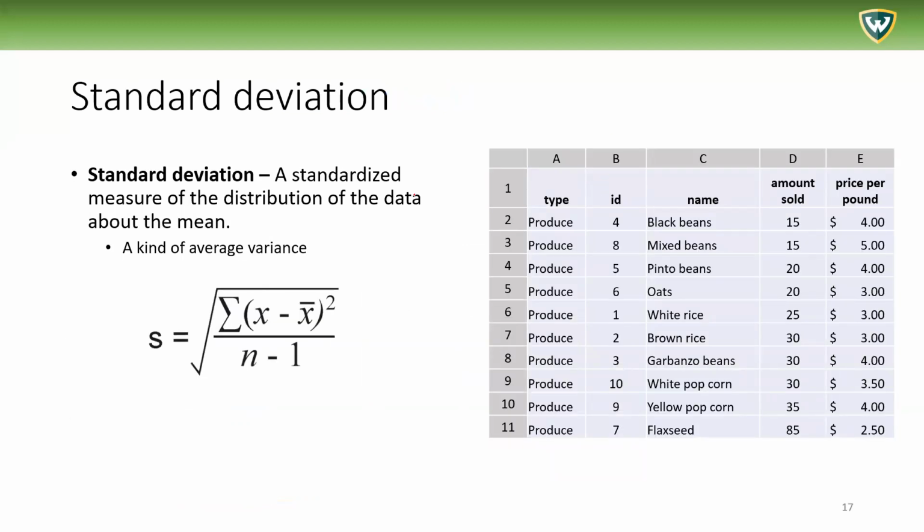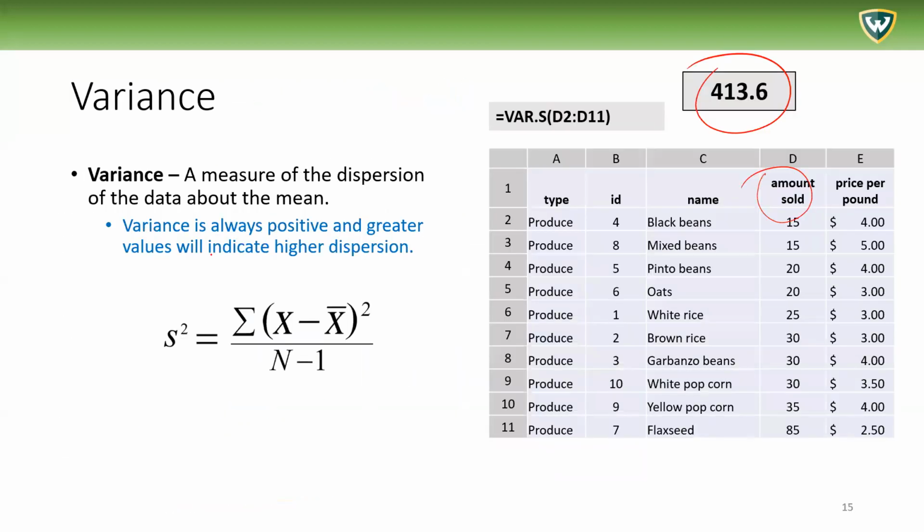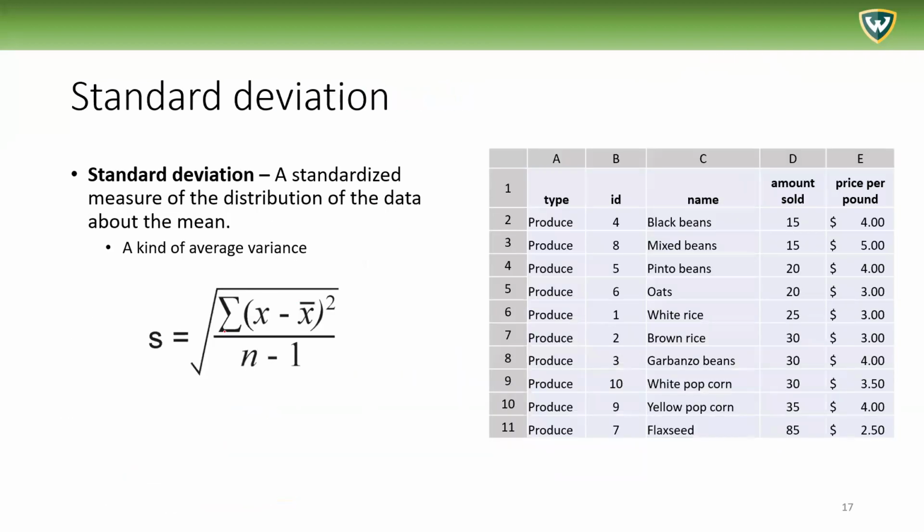So to address that problem, we usually don't use that variance directly. We use the standard deviation, which is just the square root of the variance. And this is why we put the variance as this squared number, because usually we want to take the square root of the values and make what I call a kind of average variance. I don't think this is technically correct, but it helps me think about it. It's the standardized measure of the variance of the distribution of the data about the mean.